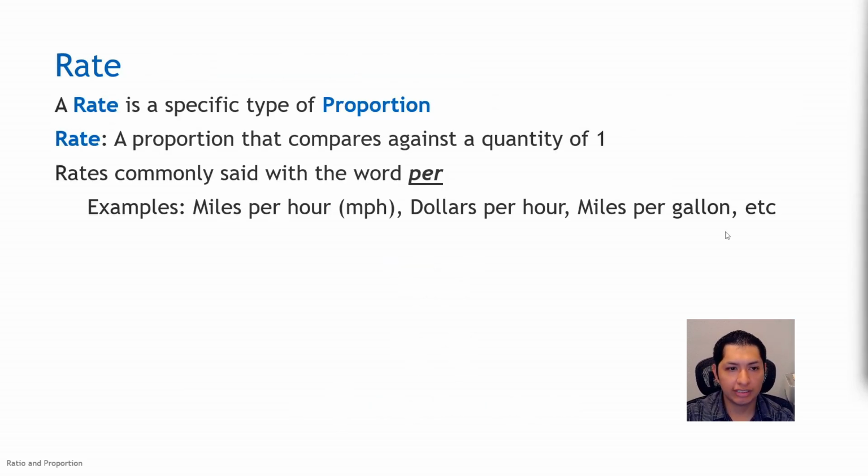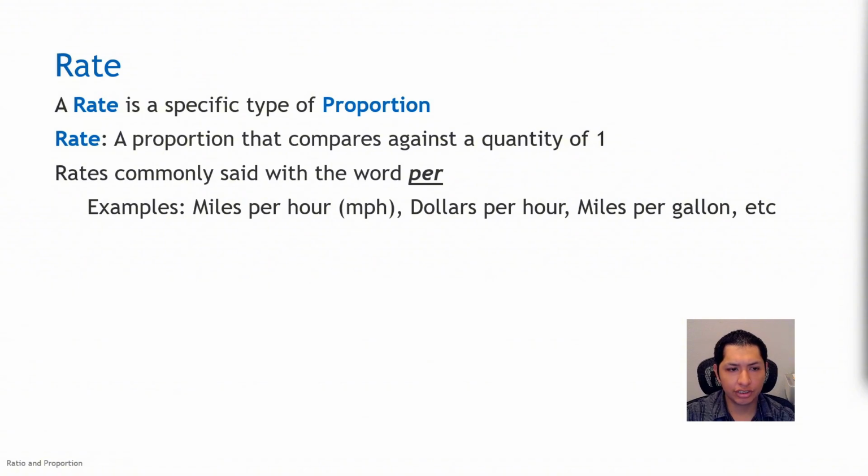Finally, we have rate. A rate is a specific type of proportion. A rate is a proportion that compares against a quantity of 1. And you actually see rates very commonly in your everyday life. Some examples are when you are driving, you go by miles per hour. Unless someone is watching this outside of the US, then you do kilometers per hour. In terms of salary, you may ask, how much am I getting paid, dollars per hour? Another one is miles per gallon.